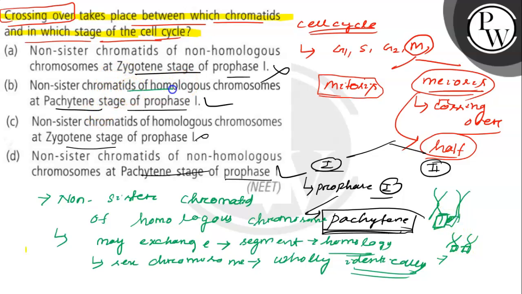So that means the non-sister chromatid of the homologous chromosome at the Pachytene stage of prophase 1, at that time the crossing over takes place. So option B is correct for this question.